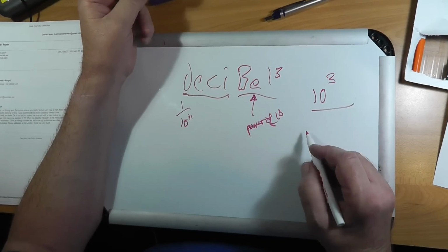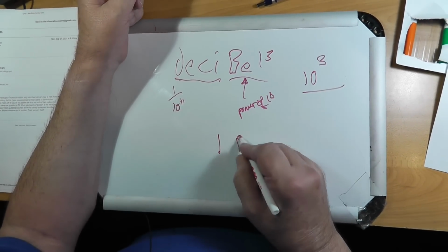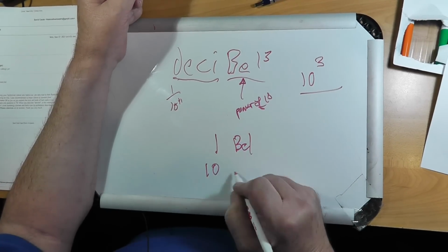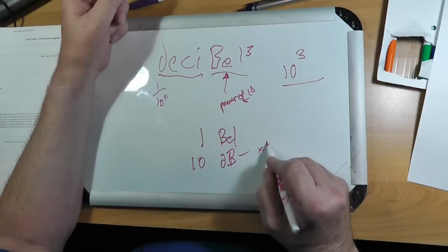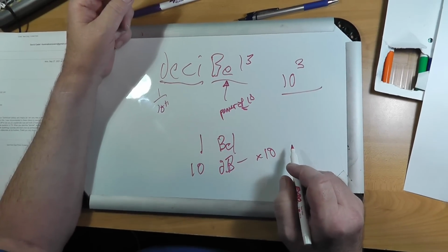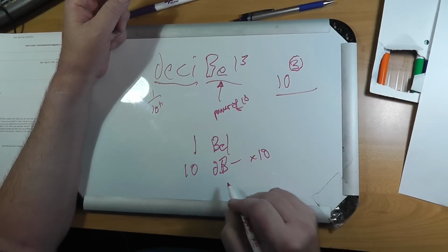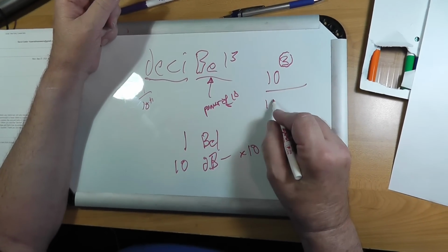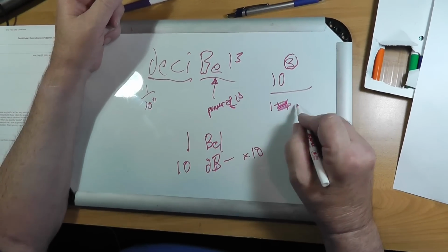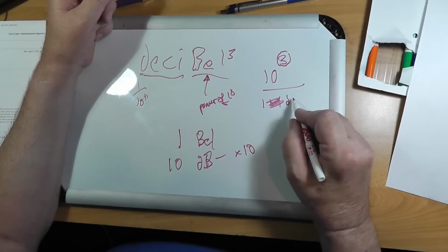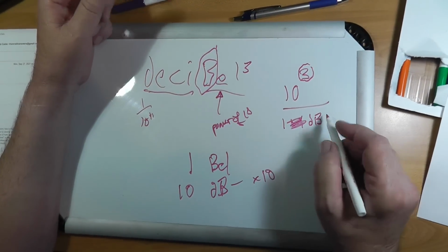So one bell is equivalent to 10 dB, which is a factor of times 10. What we're doing basically is taking the exponent. So 10 to the third, so 3 bells, 30 decibels, and it's usually abbreviated dB. This is the actual unit right here, the Bell, so it's capitalized.